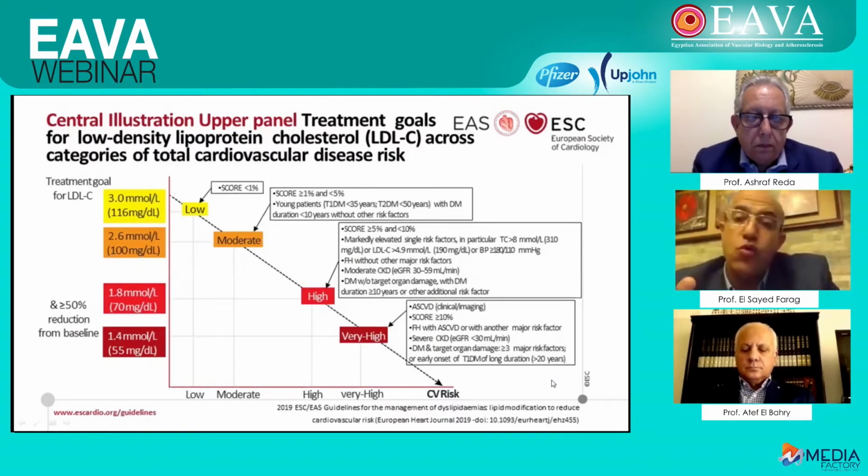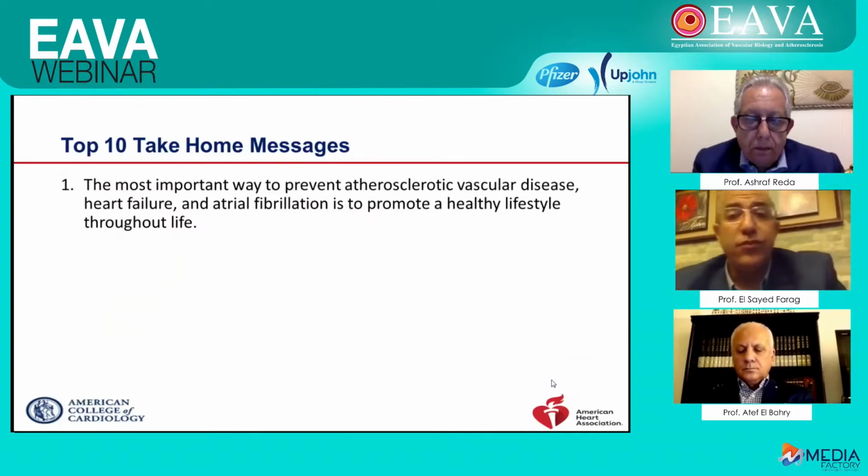One of the top evidences which came in the guidelines is that the target for those very high risk patients is to go down to 55 milligrams per deciliter and more than 50% reduction from baseline. This is one of the new indications for those patients with proven atherosclerotic cardiovascular disease, or those patients who have acute coronary syndrome events or cardiovascular events.